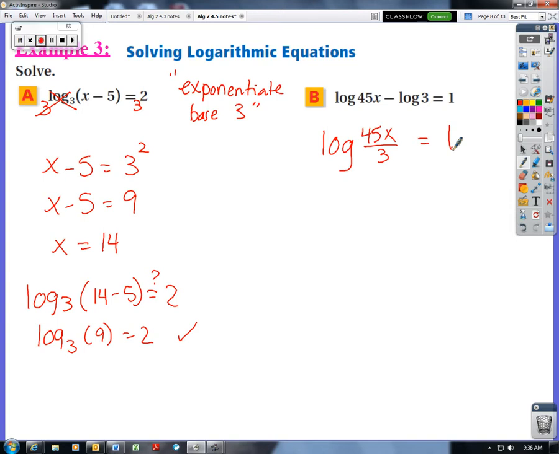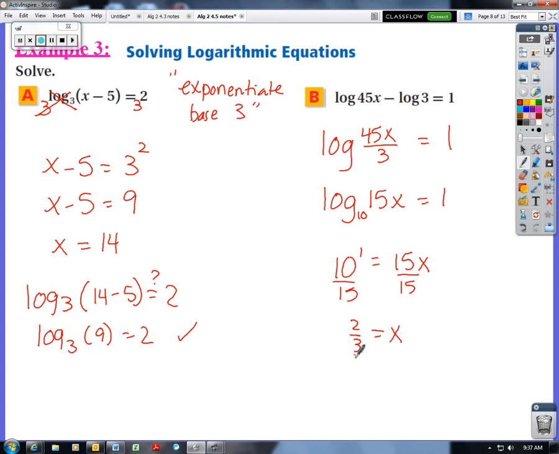Then 45 divided by 3 simplifies, so that's log of 15x equals 1. At this point you have a couple of ways you can solve this. Because this is log base 10, you can just rewrite it in exponential form. That's the same as 10 to the 1 equals 15x. Divide both sides by 15, and that's 2/3. That's one way to solve it.